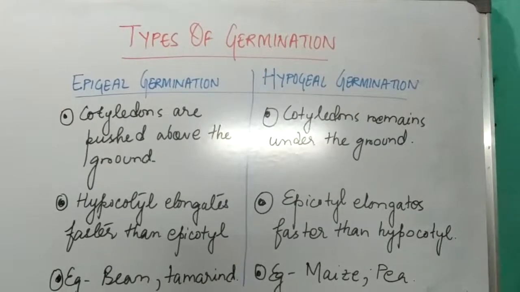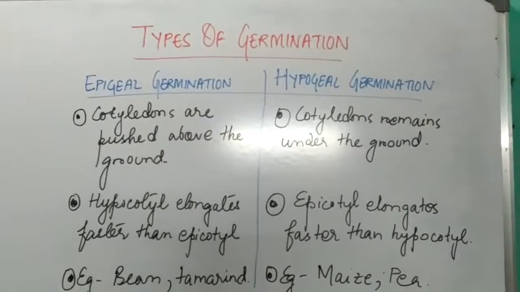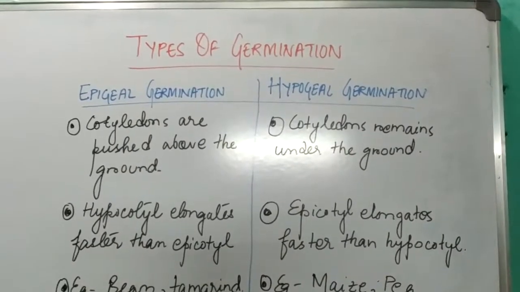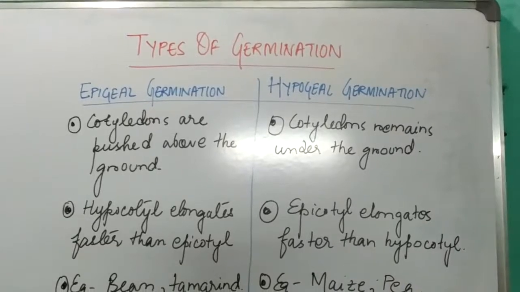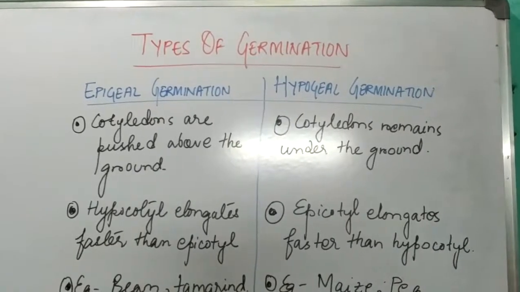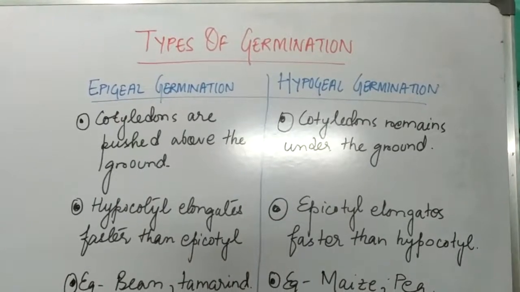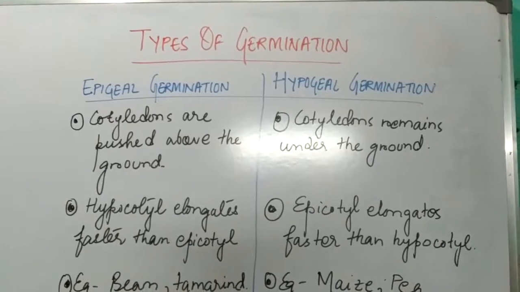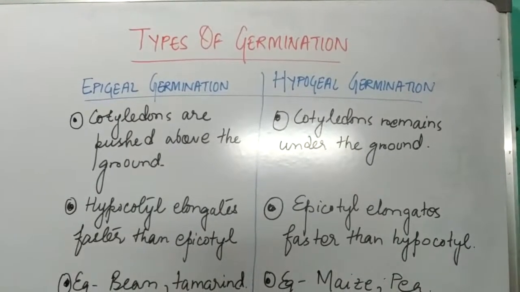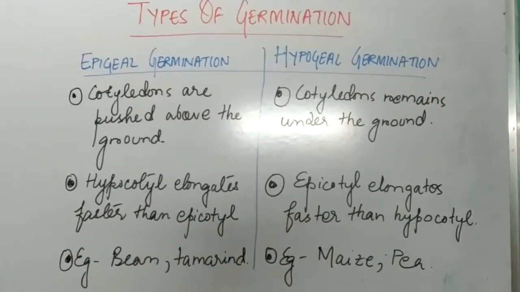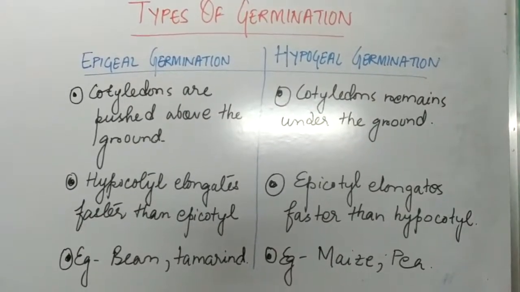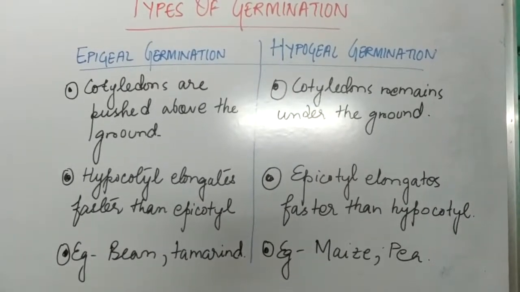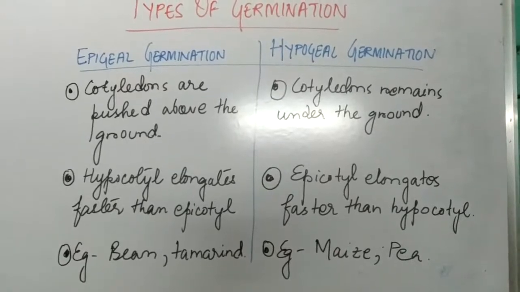Next is types of germination. Germination is mainly of two types. One is epigeal germination, another is hypogeal germination. Now in epigeal germination, the cotyledons are pushed above the ground, whereas in hypogeal germination, the cotyledons remain underground. In epigeal germination, the hypocotyl elongates faster than the epicotyl, whereas in hypogeal germination, the epicotyl elongates faster than the hypocotyl.